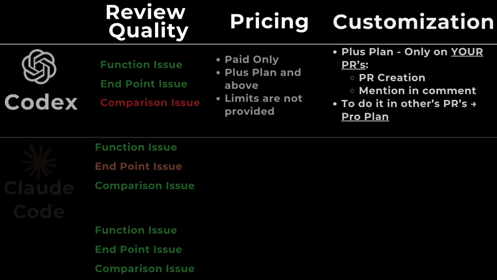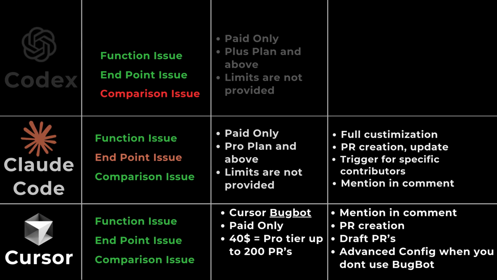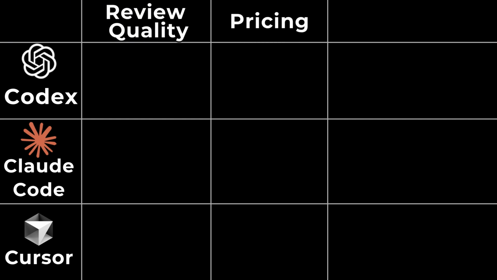So instead of pretending there's one perfect choice, I'm going to show you exactly what I found, so you can pick the tool that actually fits you. Today we're comparing Claude Code with the Sonnet 4.5 model, Codex running GPT-5, and Cursor's BugBot, which uses the Composer model behind the scenes. For each one, we'll talk about quality of the code review, pricing, and what customization you can perform. Let's dive in.